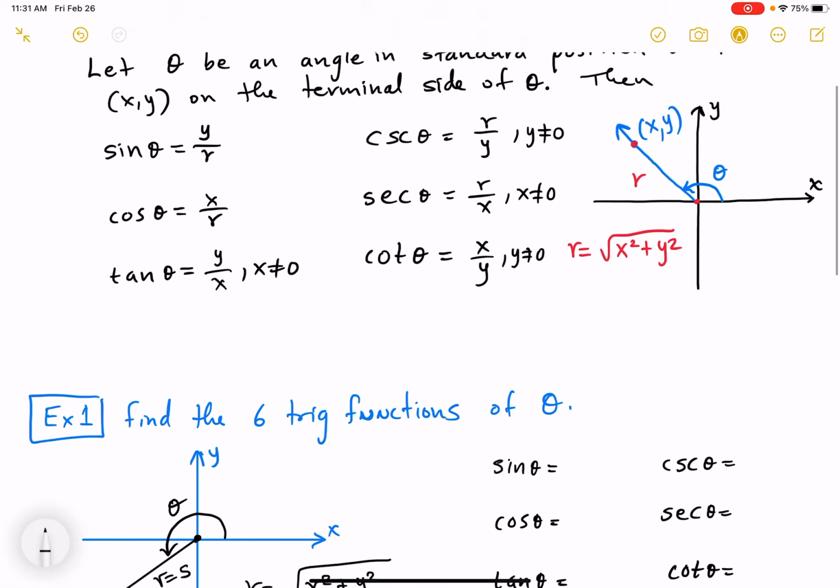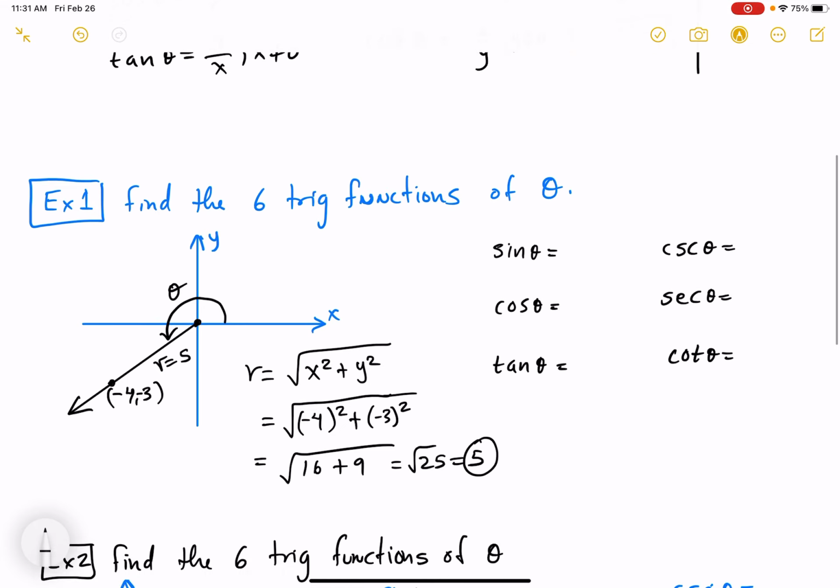Using the definitions up here, we know that the sine is simply y divided by r. Cosine is x over r. Tangent is y over x. Notice how it turns positive. And cosecant, we know, is the reciprocal of sine. Secant is the reciprocal of cosine. And cotangent is the reciprocal of tangent. So that's how we find the 6 trig ratios or functions of that angle in the third quadrant.